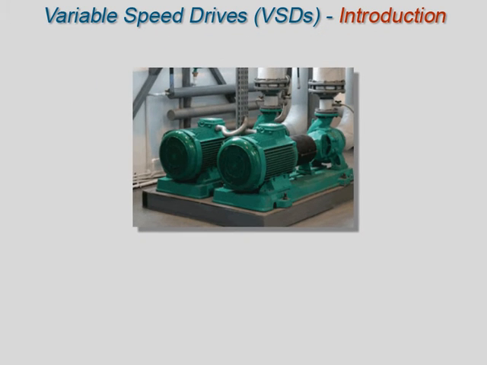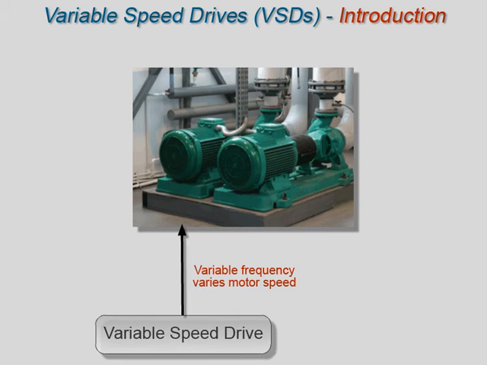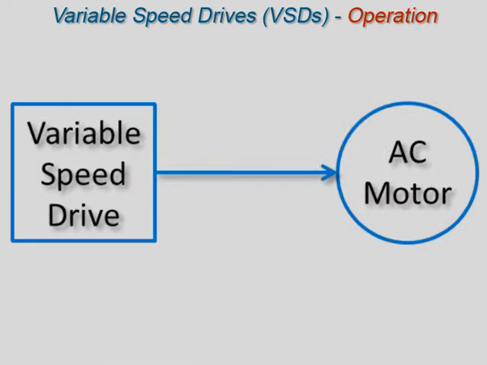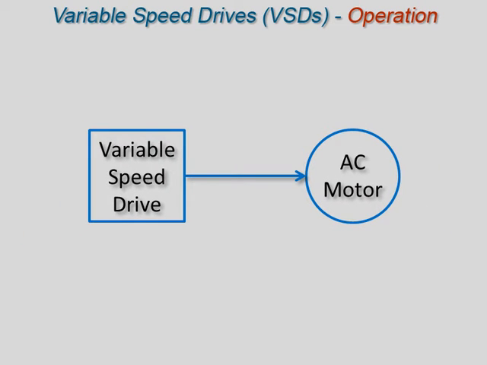Since standard induction motors have a very limited speed range, a very special electrical component is required to supply variable frequency to an induction motor, which in turn varies the speed of the motor. These special components are called variable speed drives, or VSDs. Variable speed drives are motor controllers with the ability to change the speed of an AC induction motor.